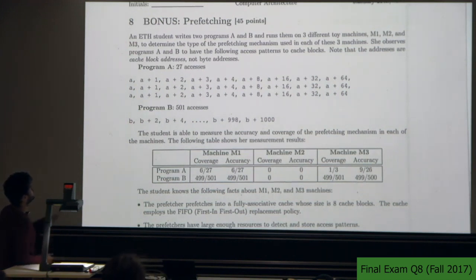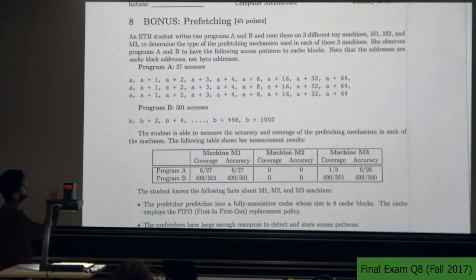An ETH student writes 2 programs A and B and runs them on 3 different toy machines M1, M2 and M3 to determine the type of prefetching mechanism these machines are using. Now she observes that programs A and B have the following request access pattern. The access pattern is shown like this. These access patterns are actually to the cache blocks, not the actual addresses, not the cache block addresses. Yeah.